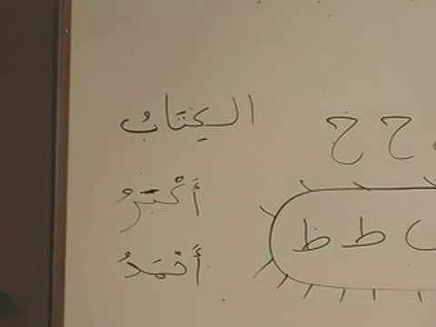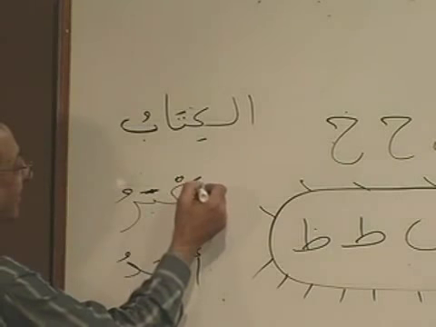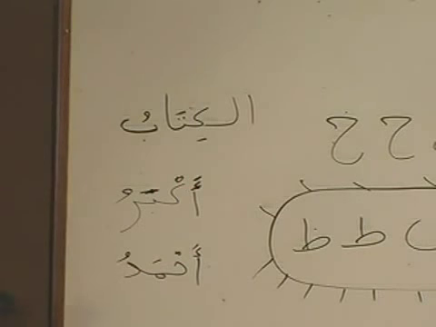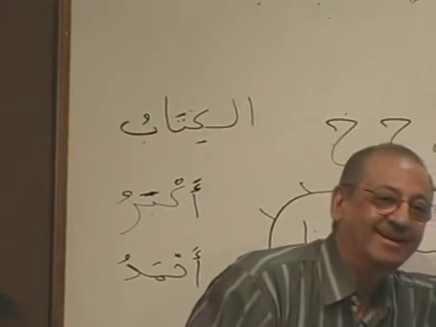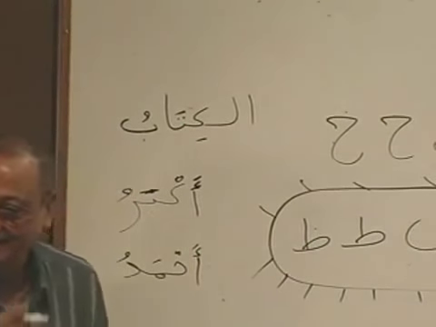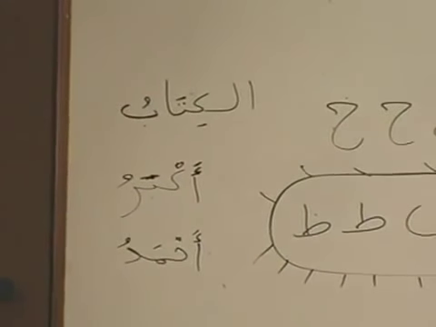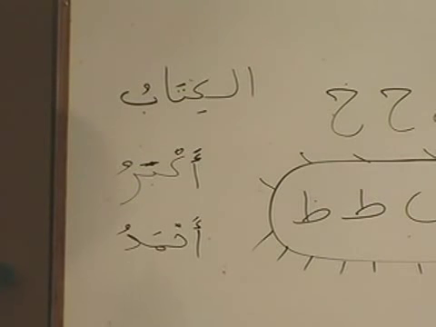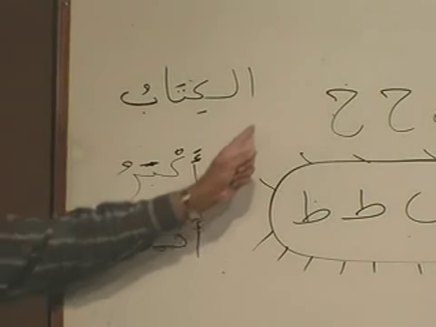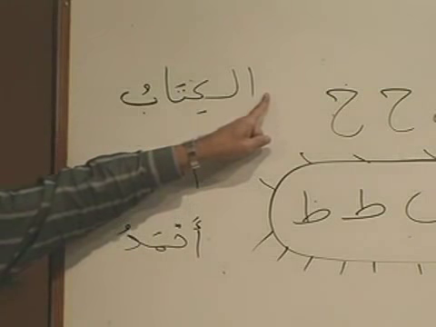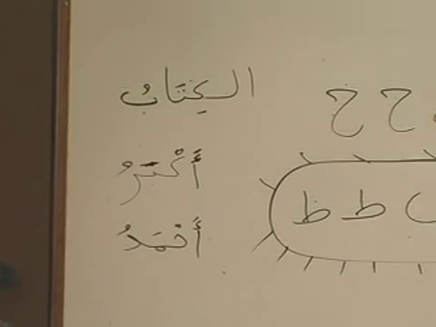What did I write down? Ahmad. Do you see I put the thing here? This is the neck of Ain. What is it? Neck of Ain. Okay. Hamza is written as a neck of the Ain. Okay. Tell me why I did not put it here and I put it here.